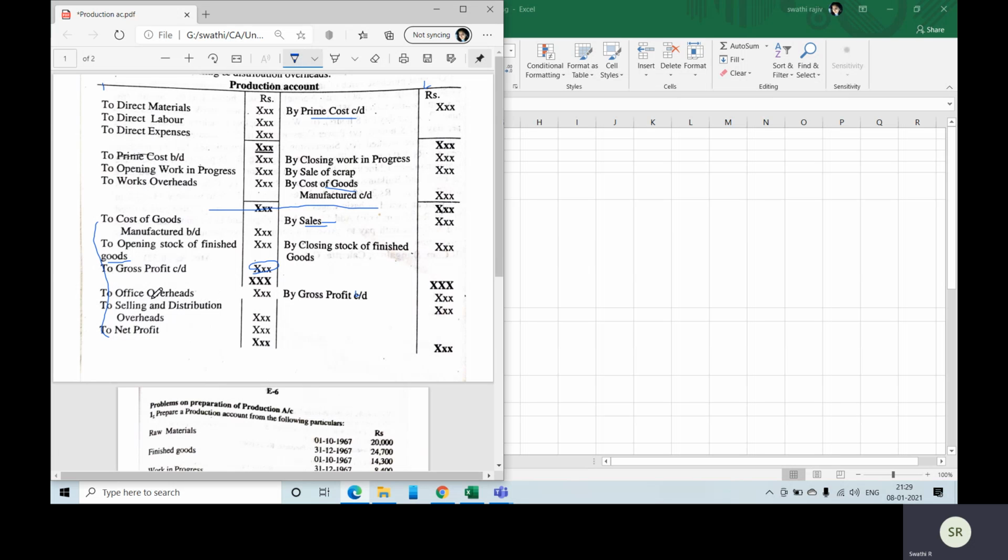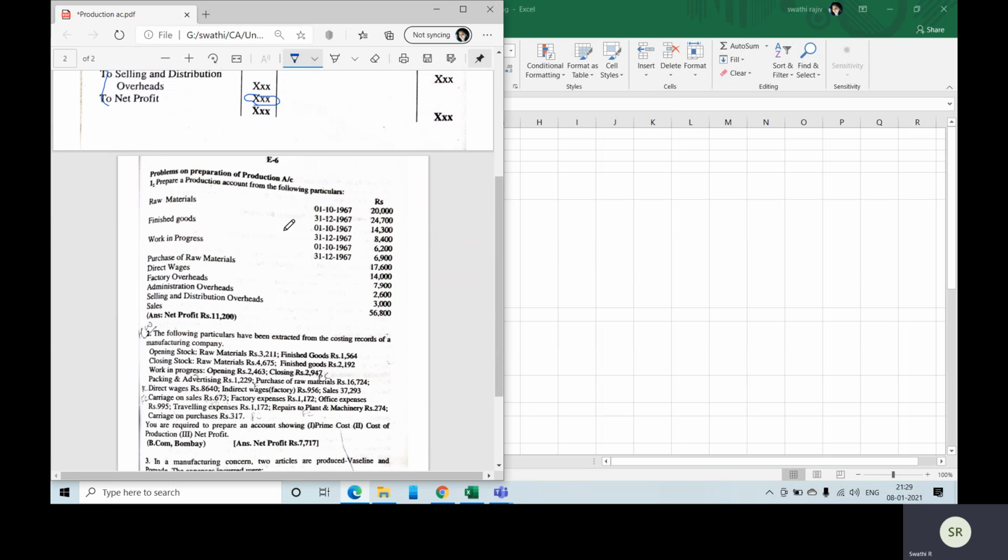But out here, anything that is related to factory will come as works overhead, and anything that is not related to factory will come in from your cost sheet, your office overhead, selling and distribution overheads. And finally, we end up with a net profit. So it's more or less the same thing, our cost sheet itself, but in the form of accounts. So keep this as your proforma. I will be sharing this as well in Google Classroom.